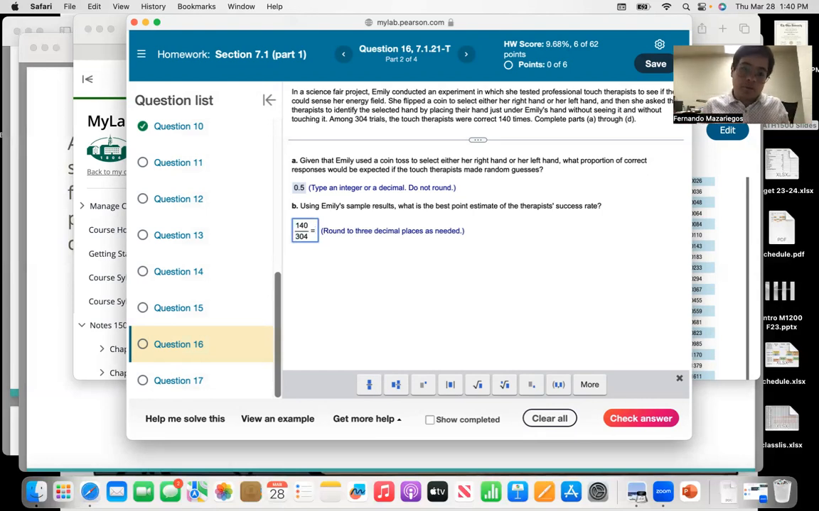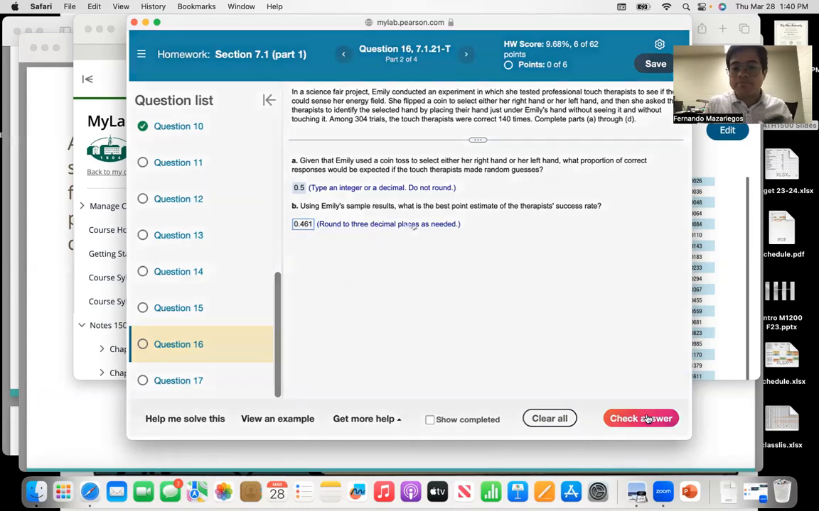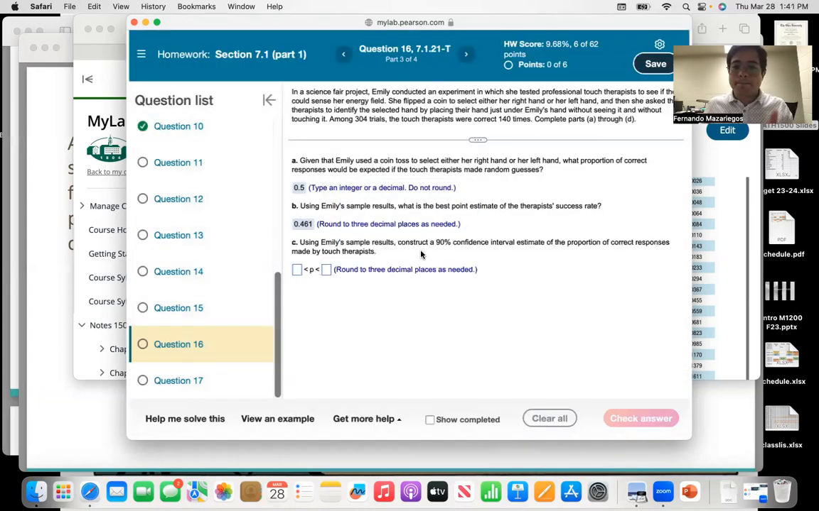Remember, a proportion is a quotient. So sometimes we will be given this as a decimal or as a percentage. Some other times we will be given the integers and we have to calculate the quotient ourselves. So this is 0.461 rounded to 3 decimal places. Good.